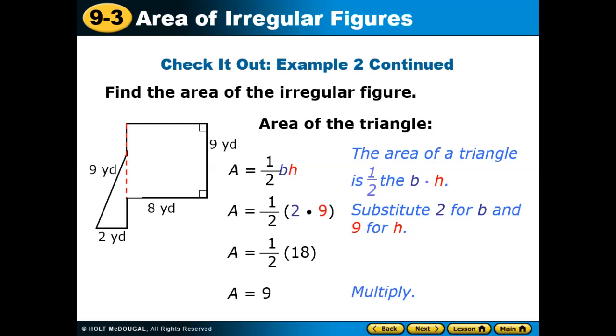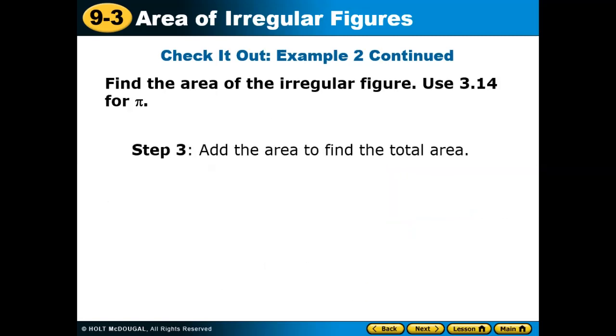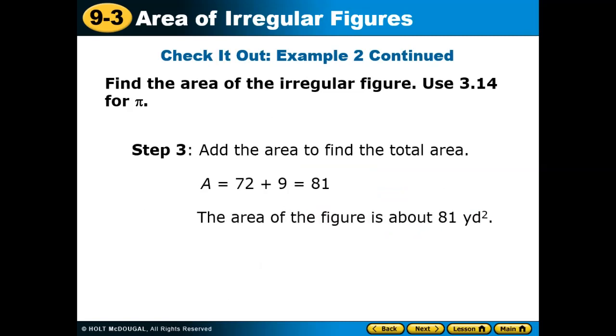So we cut the irregular figure into two figures. We find the area of the rectangle and the area of the triangle. Now we have to add these two areas together to find the total area. So area equals 72 plus 9 equals 81 yards square. Does that make sense? Do you understand now how to find the area of an irregular figure? Is it clear?